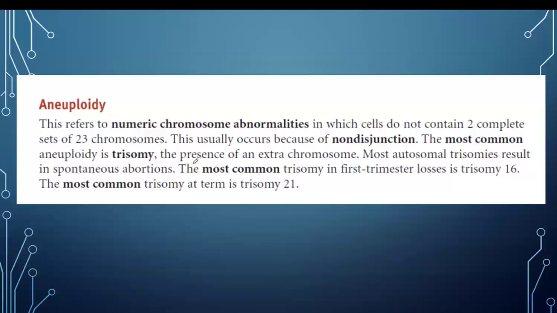As we're talking about chromosomal abnormalities, as you know, a human being has got two sets of 23 chromosomes, so 23 into 2, from father and mother, which is 46. Sometimes if there is an extra chromosome, that is what we call trisomy. The most common trisomy in first trimester pregnancy loss is trisomy 16. And the most common trisomy at term is trisomy 21, which is Down syndrome.